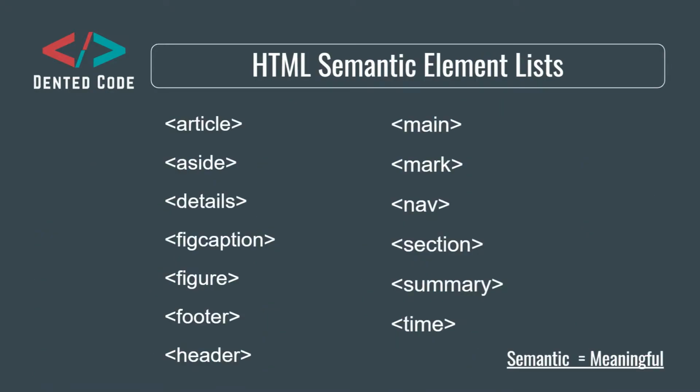There are a few elements called semantic elements, like article and aside. These are the semantic elements. Semantic means meaningful. So if you are writing an article in your page, you probably want to use the article element, or if you have a sidebar, you probably want to use aside. These are called semantic because they have some meaning.